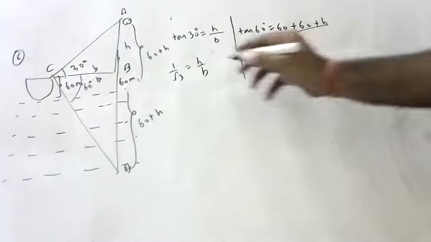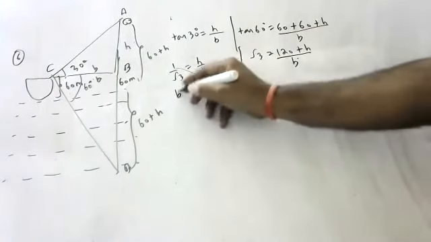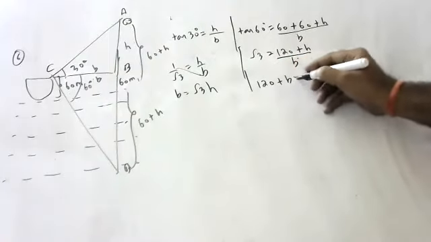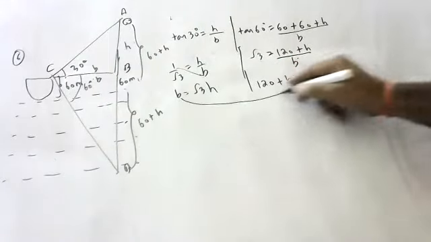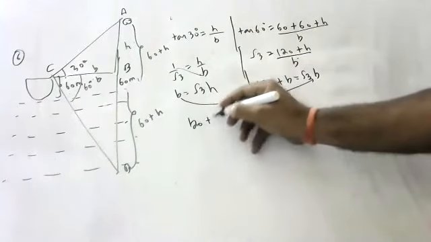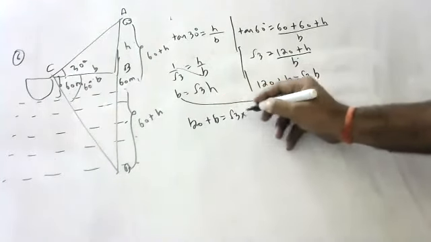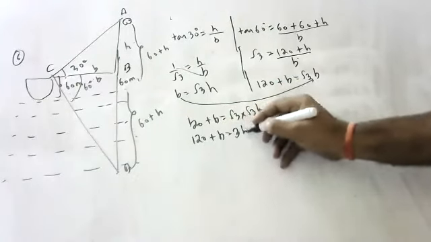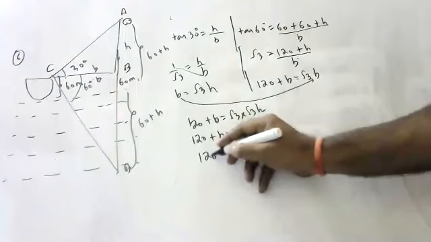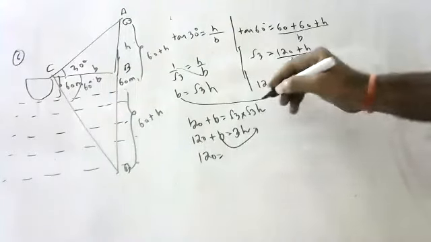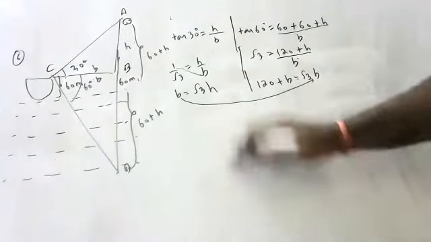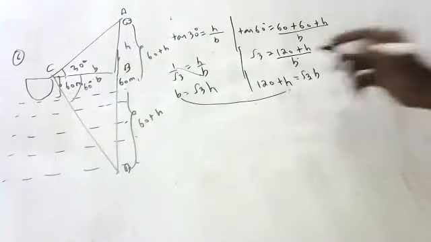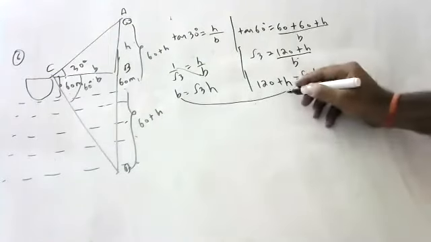Okay, so b is equal to root 3 h. So 120 plus h is equal to root 3 b. Let's substitute b here. Oh, sorry, this is 120 plus h. You have to put root 3 h here now. Yes, sir. 120 plus h, that's what I got. No doubt, sir. Correct only.